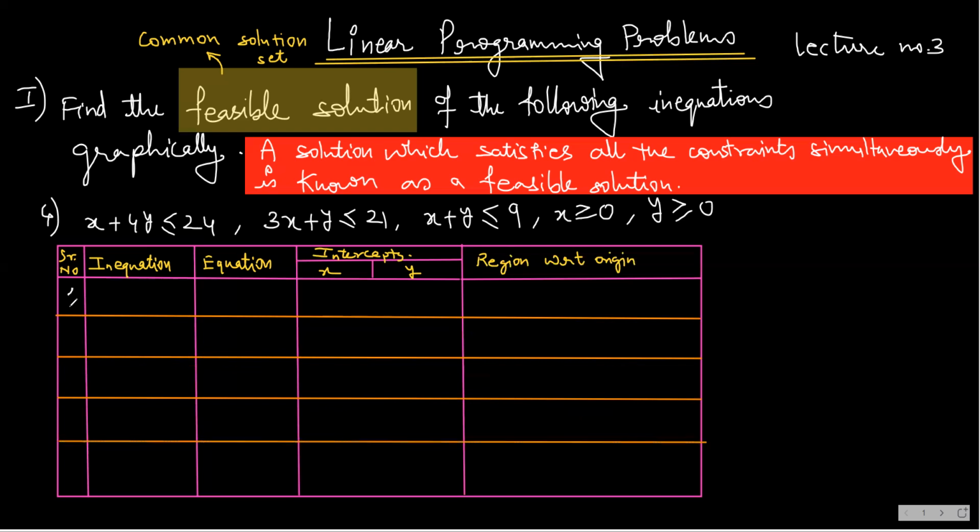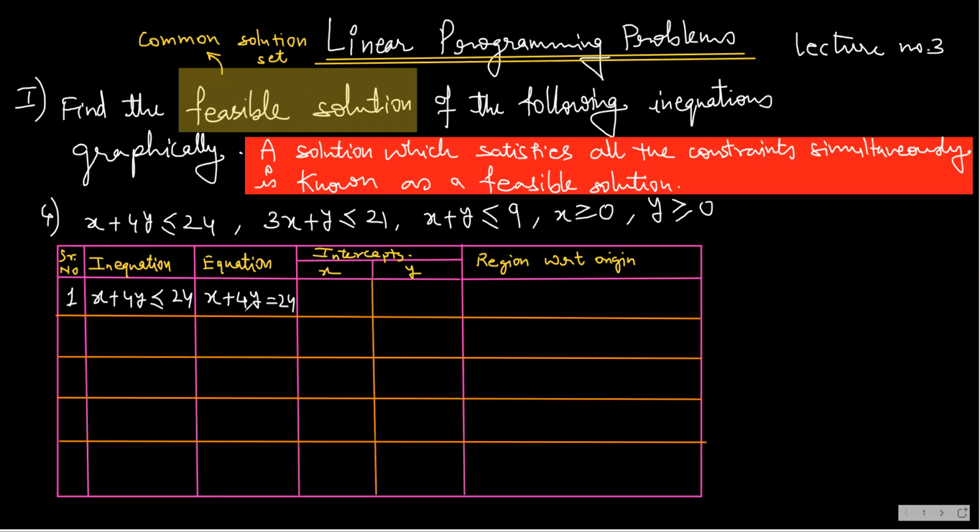See, the first one is, I write here the inequation x plus 4y less than or equal to 24. That is x plus 4y equal to 24. For this inequation, this is the equation. Now this equation represents a straight line. So now what I do, I have to go for the x and y intercept of this straight line.